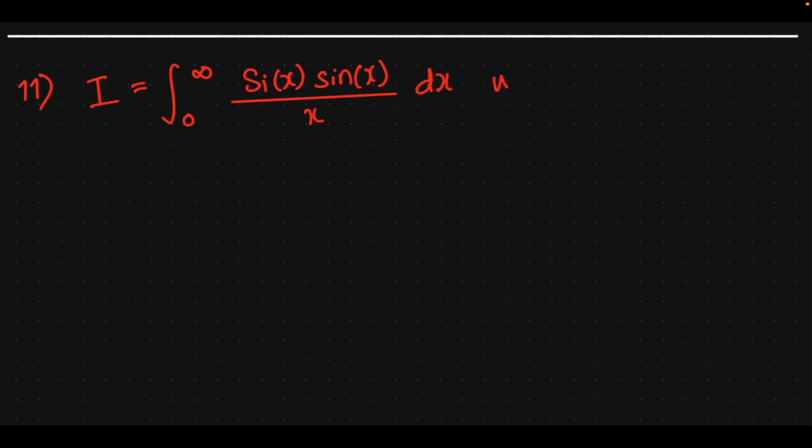So let's get started. Question number 11 is the integral, which I'll call I, from 0 to infinity, of Si(x) times sine x divided by x dx, where Si(x) is something we've encountered in the past. It's the sine integral function, the integral of sine t over t dt.